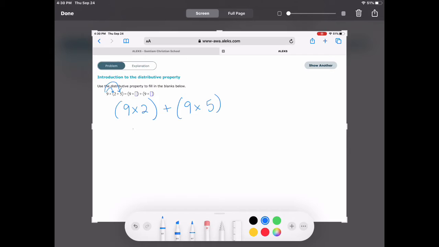Just to prove this, this would be 18 plus 45, which is 63. And then if I were to have done 9 times 2 plus 5 with order of operations, I would have a 7, and 9 times 7 is 63. So it's 2 ways to do the same thing.